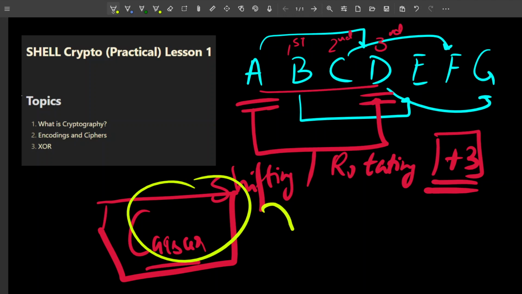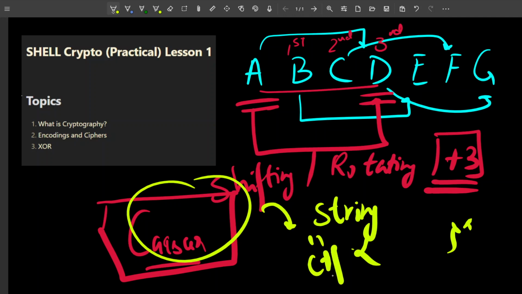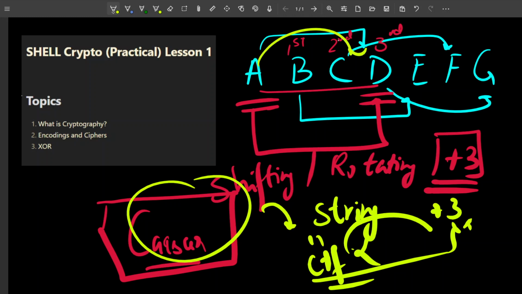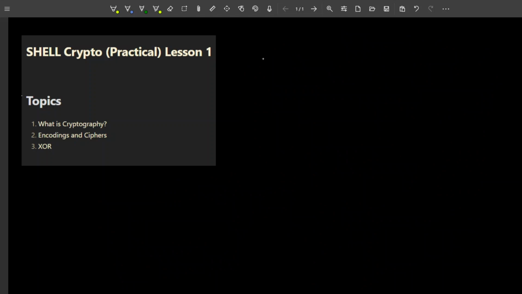So they'll give you a string. A string is a sentence, or like a group of letters, or the flag. Actually, they'll give you the flag, and it is actually rotated by +3, or substituted by the next third letter, and they give you a string and you're supposed to solve it. You'll be given examples for this. So Caesar cipher, keep this in mind, note it down. What we just covered was a Caesar cipher.